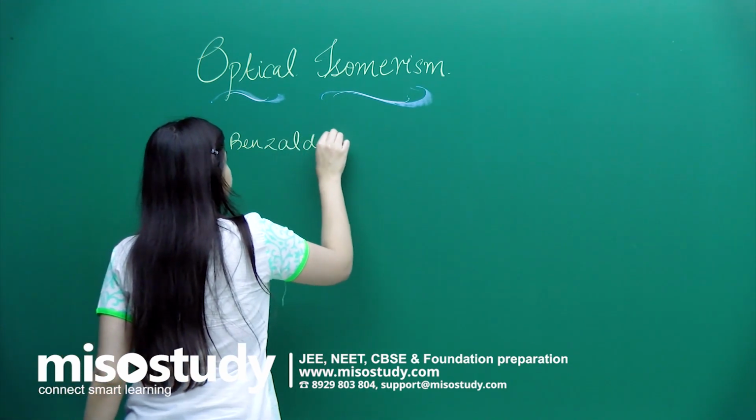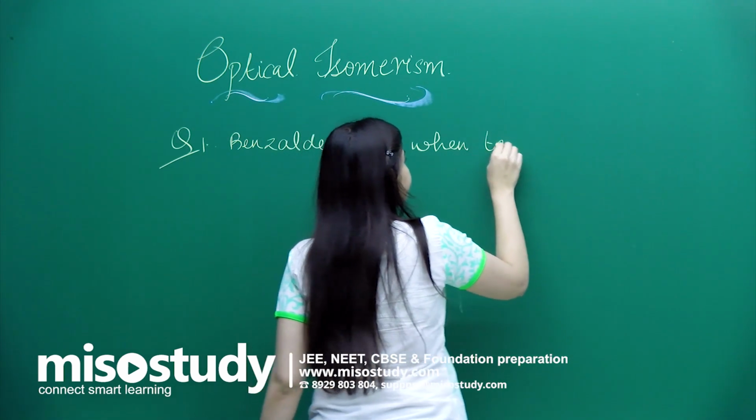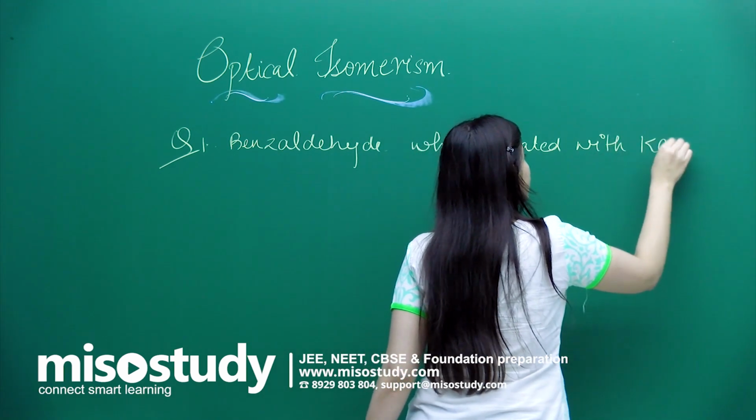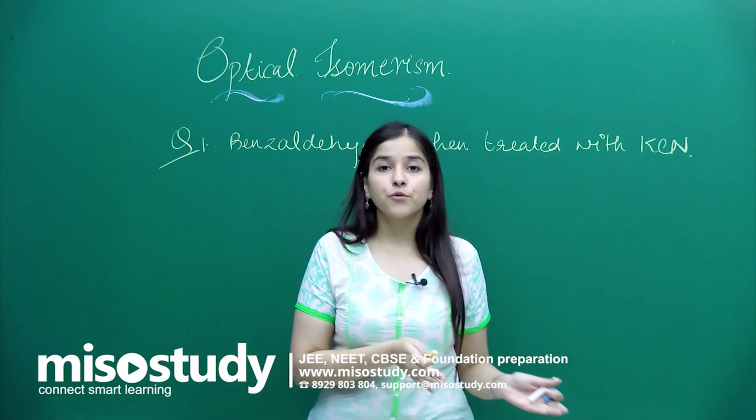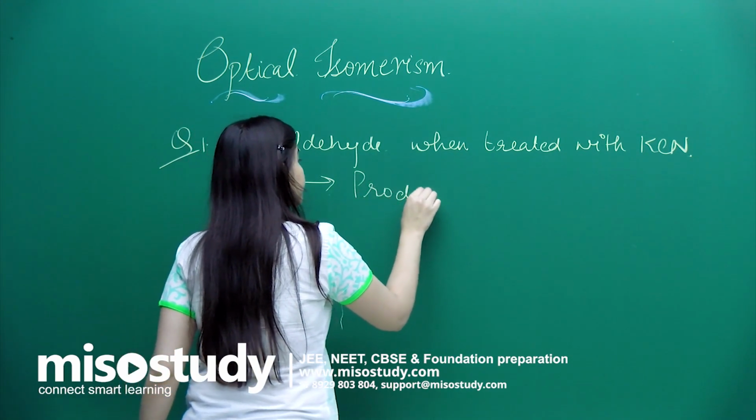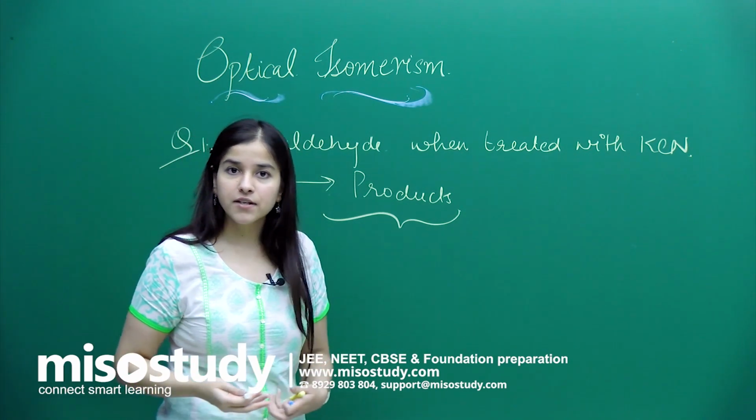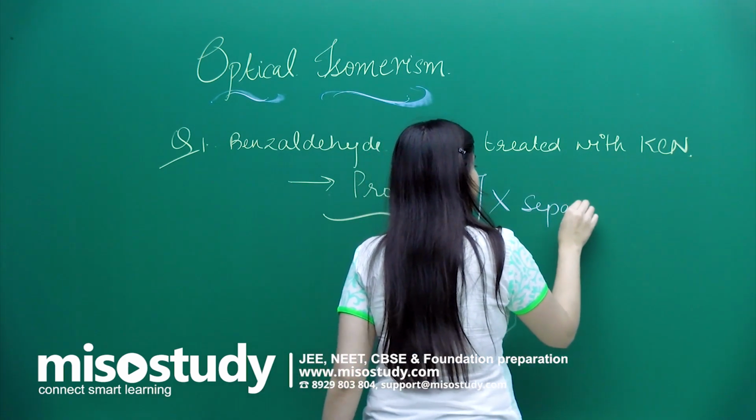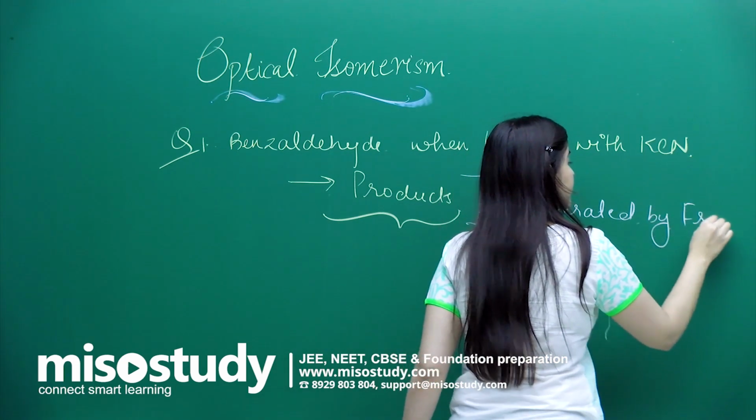Benzaldehyde when treated with KCN will give certain kind of products. Some kind of a reaction will take place, and these products are not separated by fractional distillation.